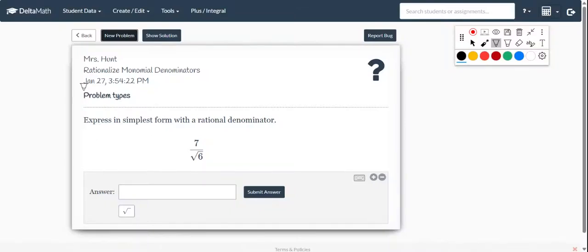In this skill video, we are going to learn to rationalize monomial denominators. Monomial means there's only one term in the denominator. There is a different method for rationalizing with binomials in the denominator, but we will only focus on monomials. So first, you have to be really careful because the question may not actually say rationalize the denominator. It might just say simplify or express in simplest form with a rational denominator.